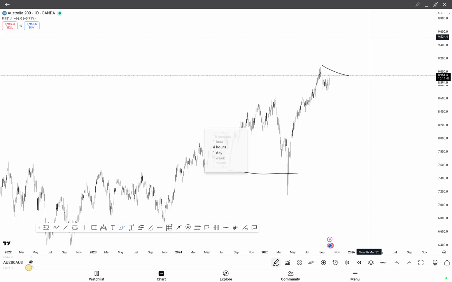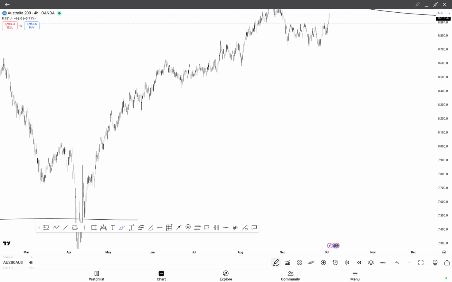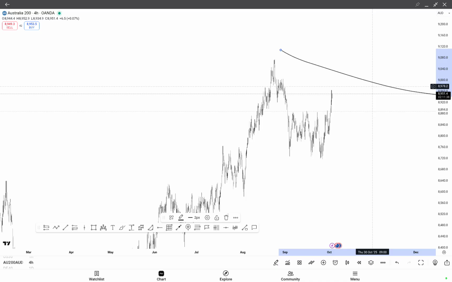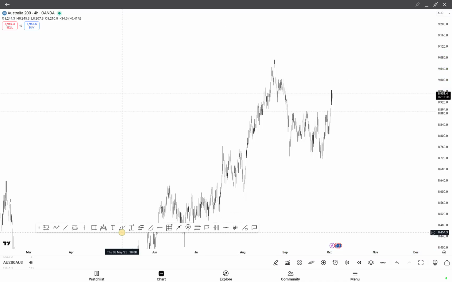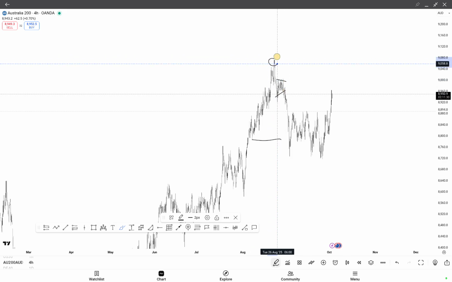Obviously this is on the daily, so if I go down to the 4 hour, what we can see here is that we had the start of a continuation, but the size was pretty much the clue. What we did see here was that this was pretty much the base. This was the all-time high, and from the all-time high we sold off.